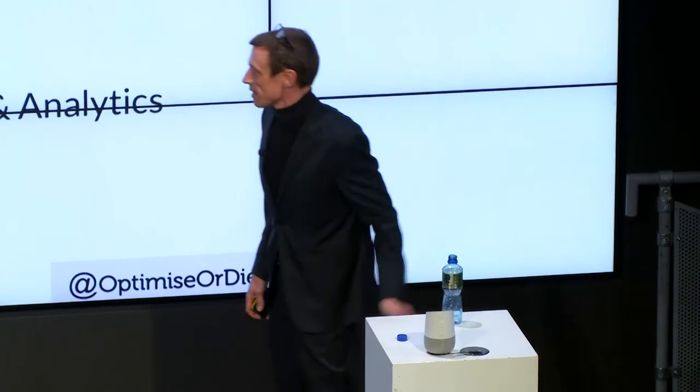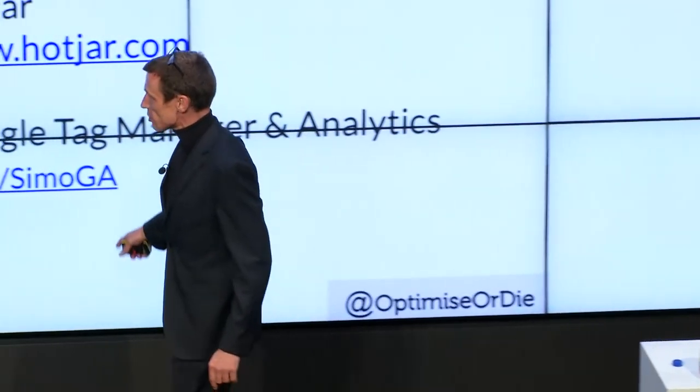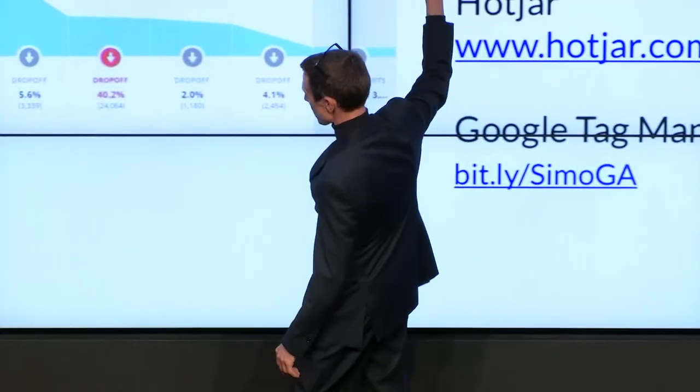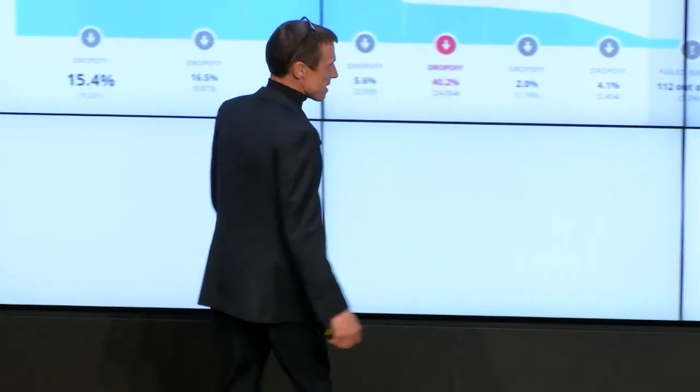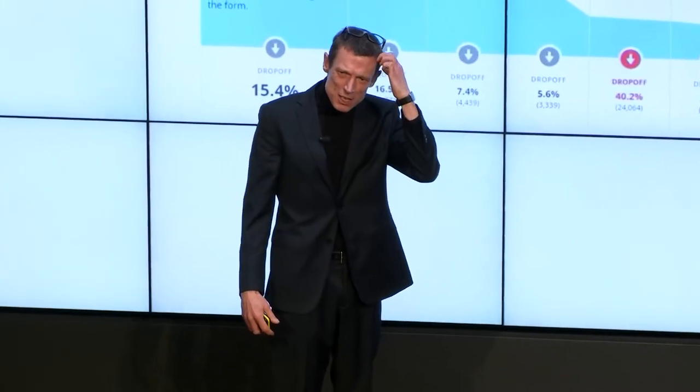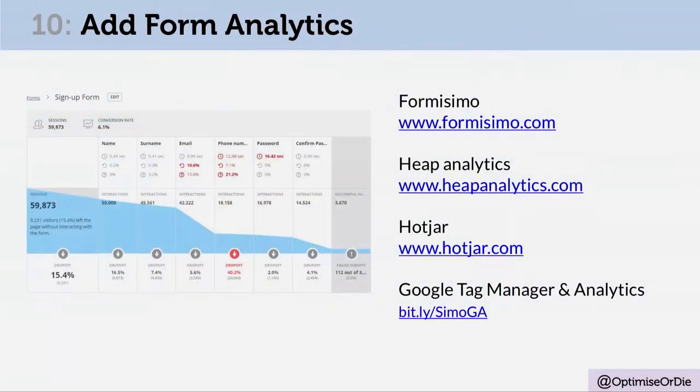If you don't have form analytics, Simo will tell you how to do it with Google Analytics and all these packages that will let you install it. But you go from a position of scratching your head. Why won't they get through the whole form step? But actually, it's one field where the drop-off is. It's the phone number field. And why is that? Because we didn't tell them why we wanted their phone number.